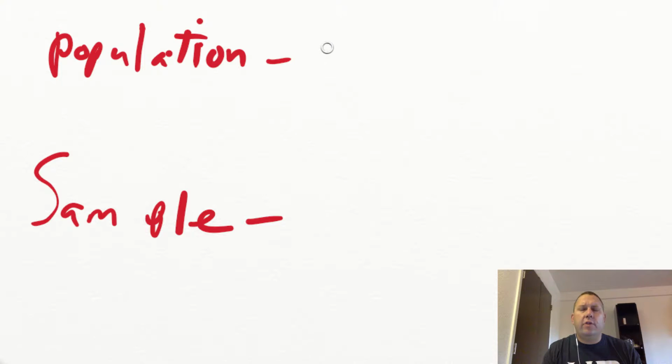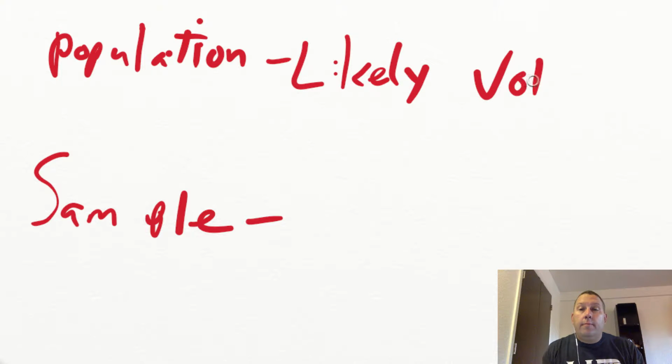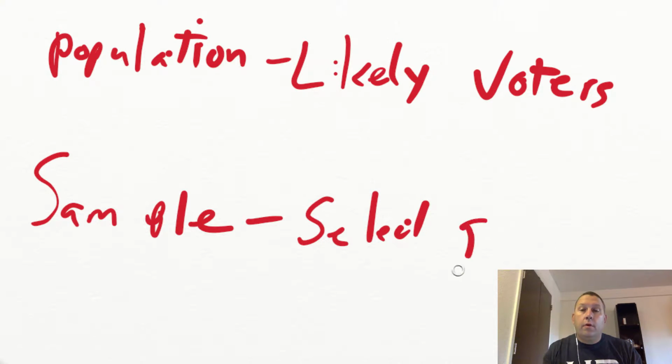When they make phone calls, they're talking to people who have either indicated in some past thing that they're a likely voter, or they call a bunch of people and ask, are you likely to vote in the upcoming election? If they say yes, then they keep talking to them. If they say no, they don't want to know what those people think about the election. So my population would be likely voters. Then they ask them a series of questions, and the people that they talk to, that's the sample. It's a select group of the population.